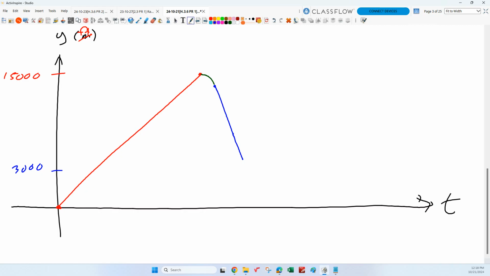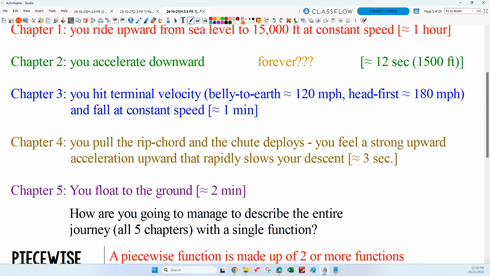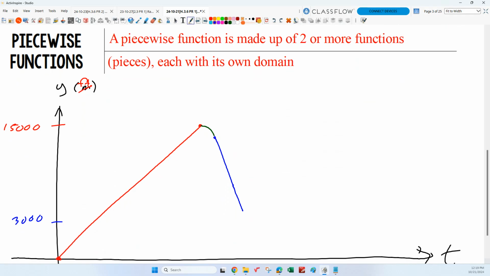And then we pulled our ripcord, right? And when we pull our ripcord, what's going to happen? Well, now our speed's going to suddenly change. It's going to change from being pretty steep to not very steep because the air resistance increases. And then the last part, we just drift comfortably down to the ground until we get to zero.